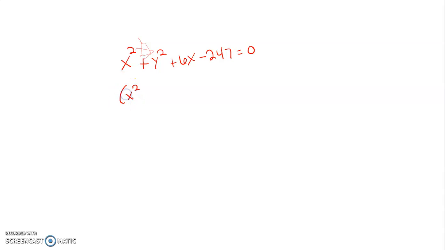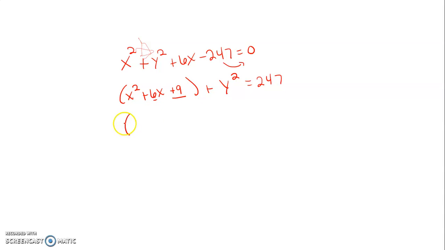So I'm going to have x squared plus 6x, and then I'm going to leave a space for my constant, plus y squared, so I'm just going to leave y squared. And then I'm going to move this 247 back over here, so I'm going to have equals 247. And now I just need to complete the square. So the value that will go here, half of 6 is 3, 3 squared is 9. So this will be plus 9.